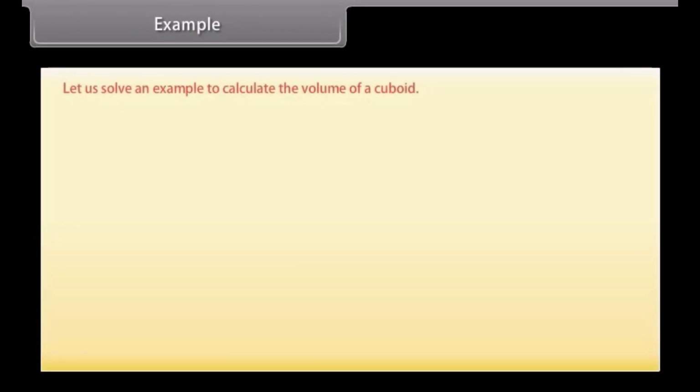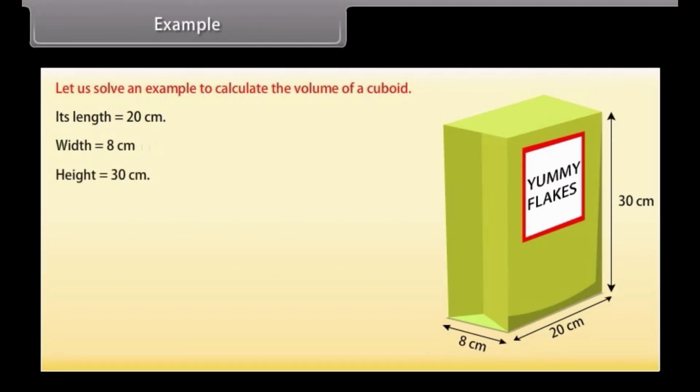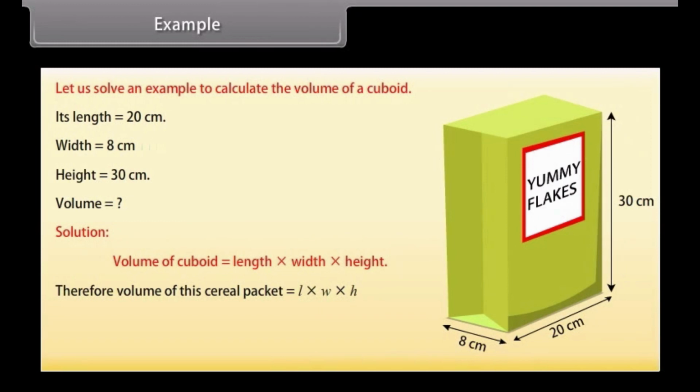Example. Let us solve an example to calculate the volume of a cuboid. Look at this cereal packet. Its length is 20 cm, width is 8 cm, and height is 30 cm. We have to find its volume. We know that the volume of a cuboid is length into width into height. Therefore, volume of this cereal packet is equal to L × W × H, which is equal to 20 × 8 × 30, and this is equal to 4,800 cm³.